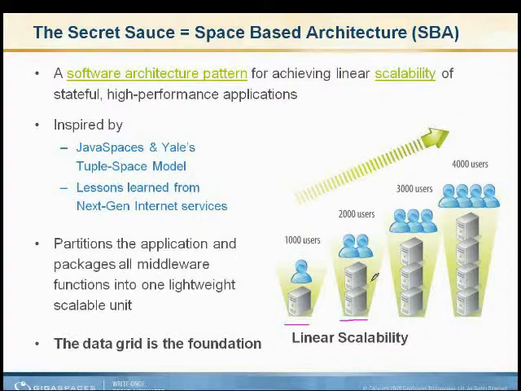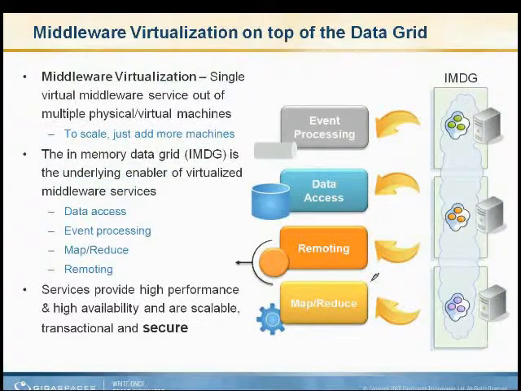But the nice thing about it is that all of those middleware services are actually based on this data grid. So we use the data grid as the backbone for those services and perform data access, event processing, remoting, and MapReduce type of callbacks on top of it. The data grid provides the partitioning, the discovery, the data storage, the querying capabilities, and we built all those services on top of it. That means those services, being based on the data grid, are much more scalable because the data grid itself is more scalable, have much higher performance because it's in memory, and enable you to scale infinitely as much as you need by just adding more machines into the mix. So these are the middleware services that we provide as part of the mix.